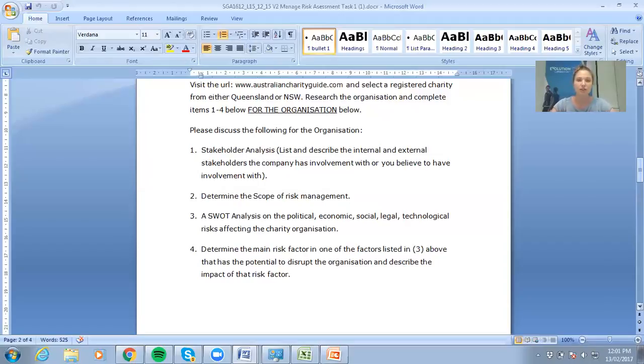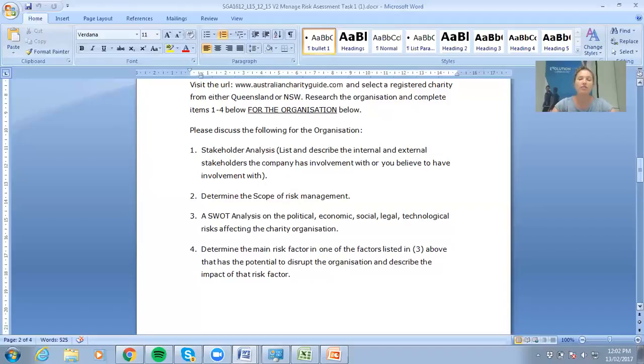Okay, question 4, determine the main risk in one of the factors listed in the question above that has the potential to disrupt the organisation, and describe the impact of that risk. Okay, so of all the risks associated with what you've just identified in your SWOT analysis, you need to choose one of them, and use that risk to describe the impact that it would have on the organisation if it was to occur. So for instance, with the technological example that I gave in terms of hackers jumping onto their website and taking a lot of credit card details, what kind of risk would that have on the RSPCA?